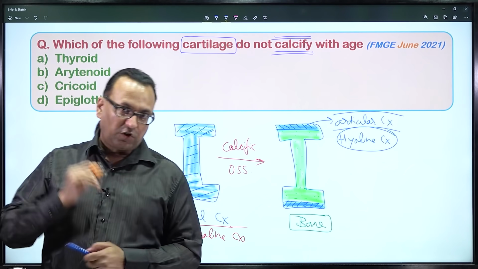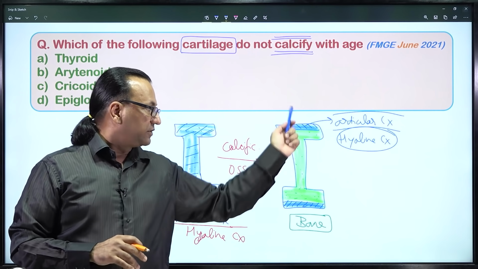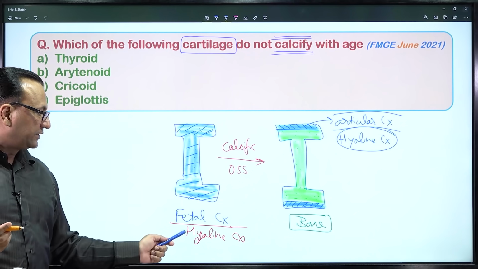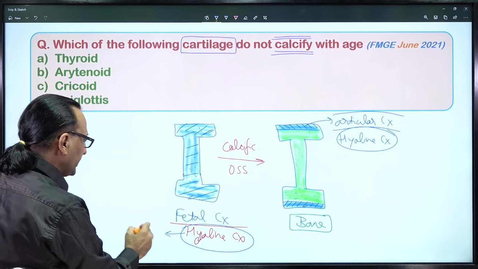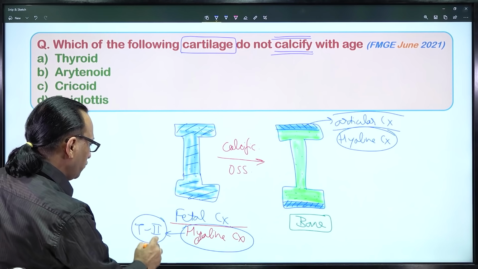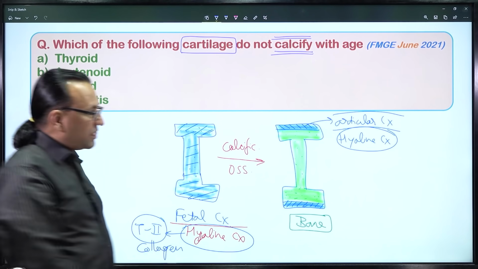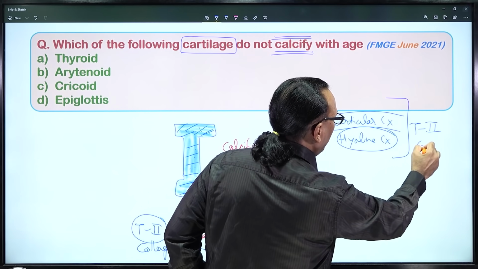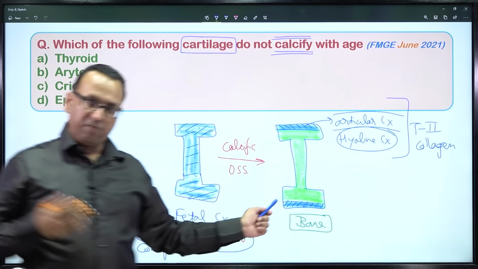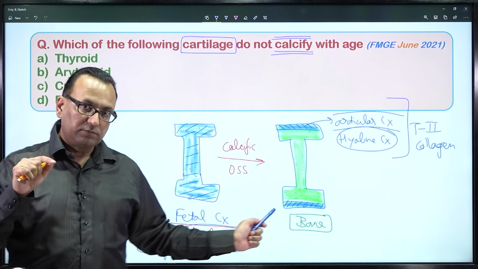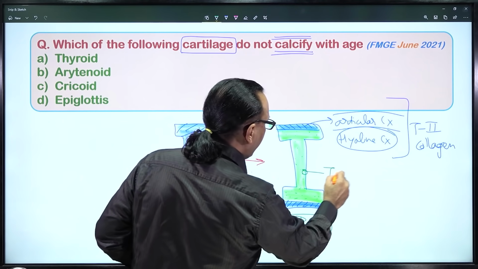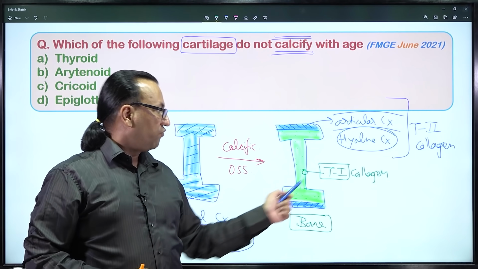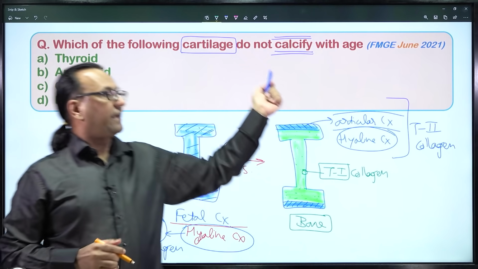Now tell me, which collagen will you find in the adult bone? And as you know, if you are talking about the hyaline cartilage, it was type 2 collagen. So type 2 collagen will remain in the ends of the adult bone, whereas the rest of the bone will have type 1 collagen. So bone will have type 1 collagen. This we have discussed earlier as well. But here we want to talk about calcification.